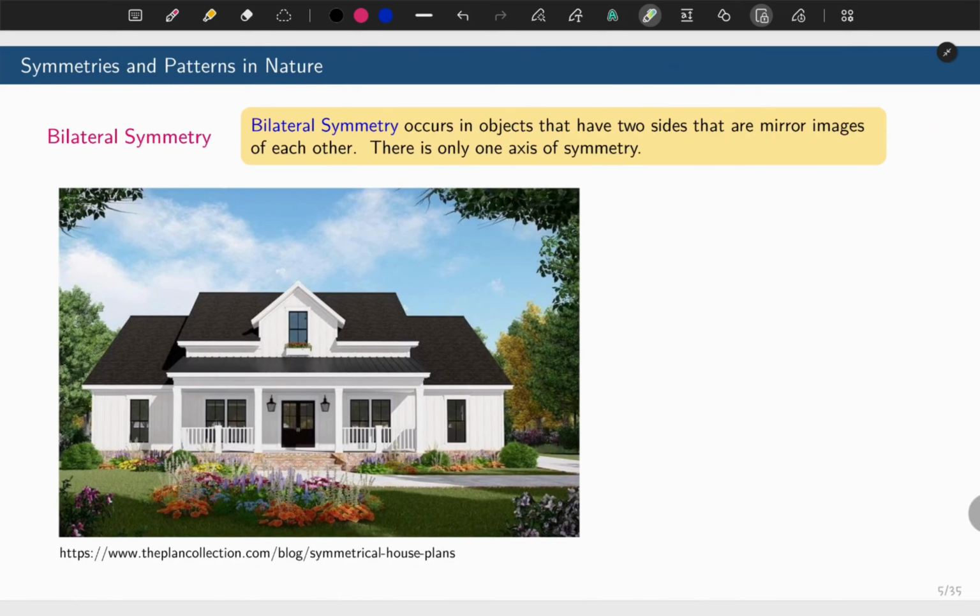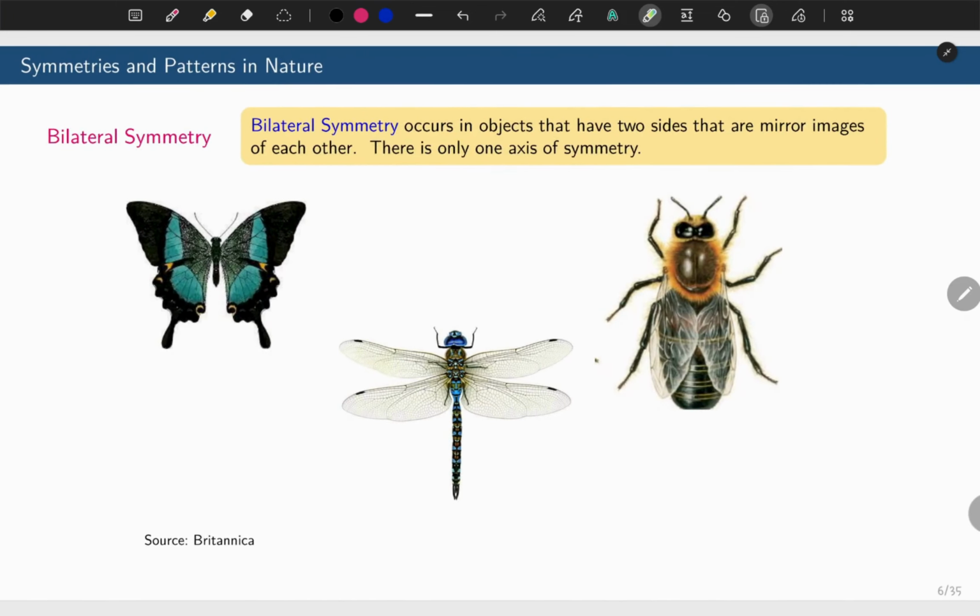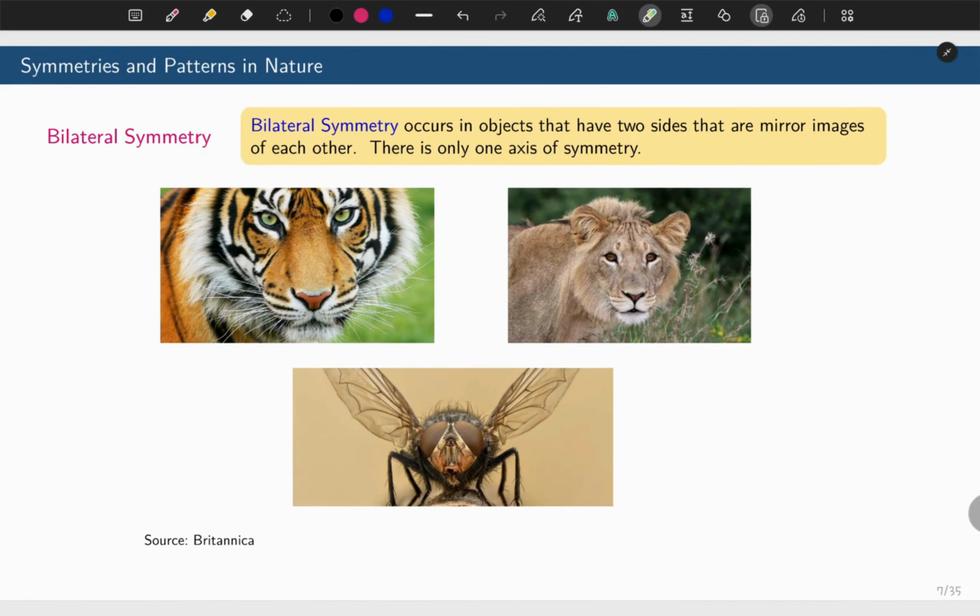Next, bilateral symmetry can also be seen in architecture due to its aesthetic. Here, we can draw a line, and you will see that what you get on the left side is also on the right to maintain balance. Some organisms like butterflies, dragonflies, bees, tigers, lions, and flies also exhibit bilateral symmetry.